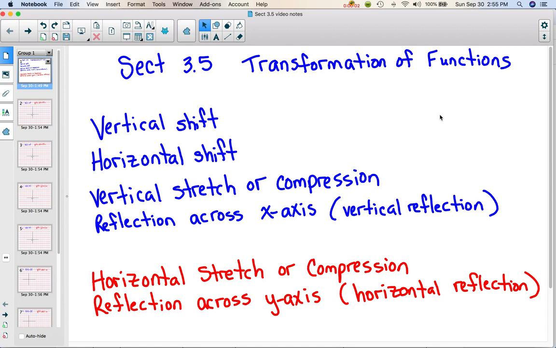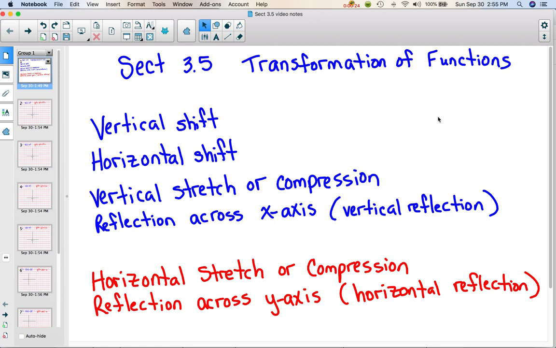Talking about transformation of functions, you are going to find that there are some things that we know about from this that will be the same, some things that will be new. For example, we have talked about vertical shifts, horizontal shifts, vertical stretches or compressions, and we have reflected graphs across the x-axis.